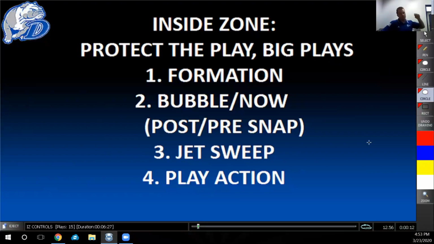And then play action. So, again, if you force teams to adjust and they get down underneath the deck, hit them deep and create a big play and score fast. Chicks dig the long ball, right?